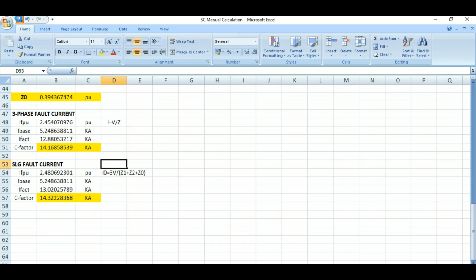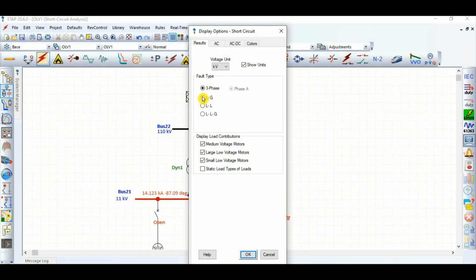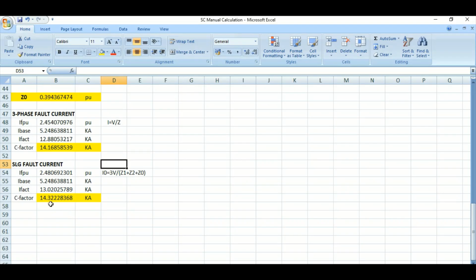Let's check in ETAP how much it is coming. This is 14.123, this is the three-phase fault current. And what is the single line to ground fault current? Let's check. This is 14.291. It's coming 14.322 manually. There is a slight difference, but it is almost matching with this manual calculation.